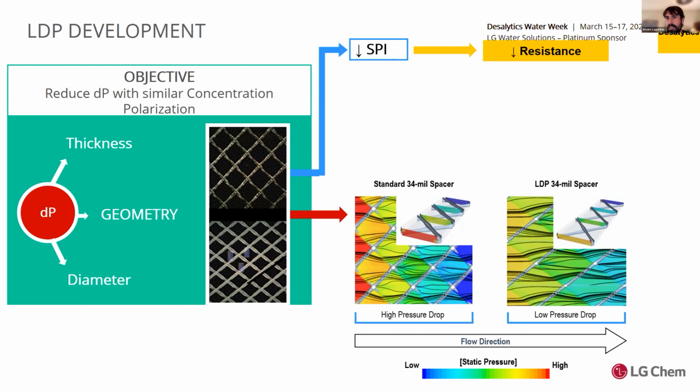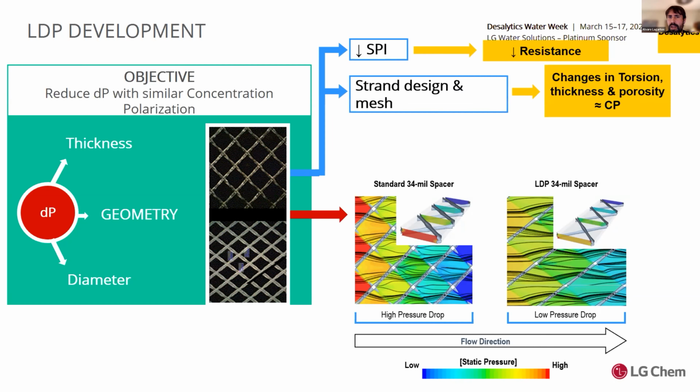If you reduce the density, then you reduce the resistance that the feed flow is going to face while it's crossing the membrane. Then we addressed the strand design and mesh. These are changes in the thickness, the torsion, and the porosity of the strands. The idea here was to find other solutions that help reduce the concentration polarization, and we could compensate for the other modifications that we were implementing.